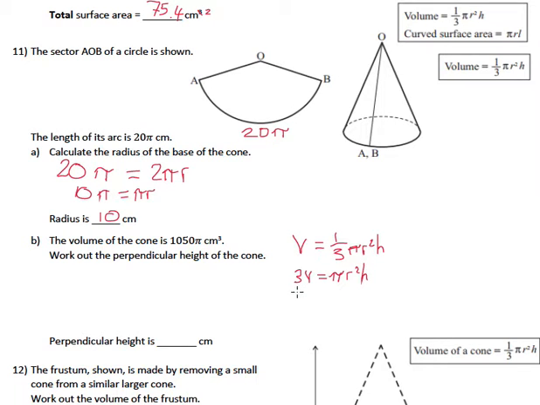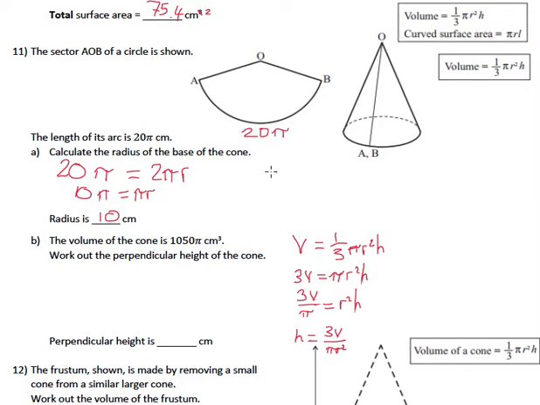And then if I divide by pi, I've got 3V divided by pi on this side. And that gets rid of the pi here. So that's equal to r squared h. And then all I've got to do is divide by r squared. So I've then got a formula just for the perpendicular height. So height is 3V over pi r squared. The more of this you do, the more you can realise you can divide by lots of things all at once. You could divide by pi r squared all at once.